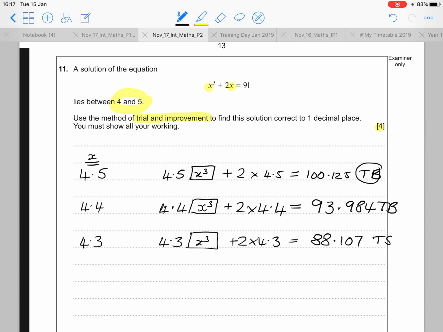So at the moment I've got 2 marks because I've found a value that was too big and a value that was too small. I have to do the check or I can't get the 3rd mark, and the check has to be halfway between the 4.3 and the 4.4. I'll do the same calculation again now, but with 4.35.